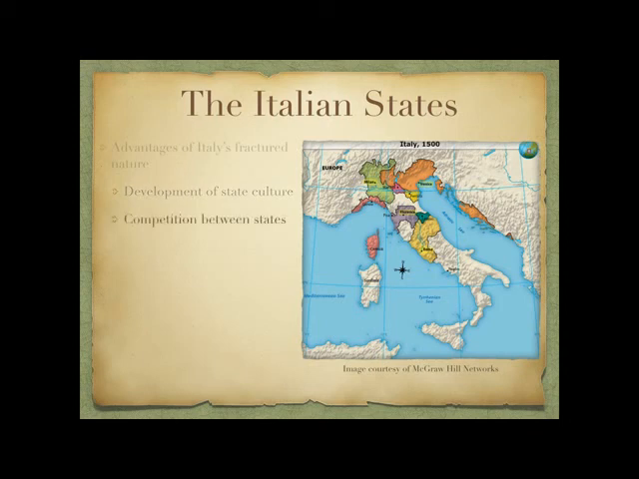Another strength that's brought on by this fractious nature is that these states were then in direct competition with each other, which puts artists, writers, and other creative minds in high demand. If Michelangelo had been born in, let's say, Russia at the same time, there only would have been one major market for his work, and therefore it wouldn't have been as valued.